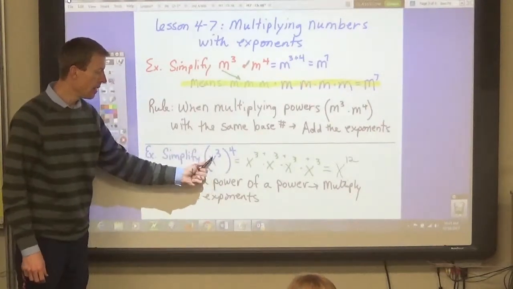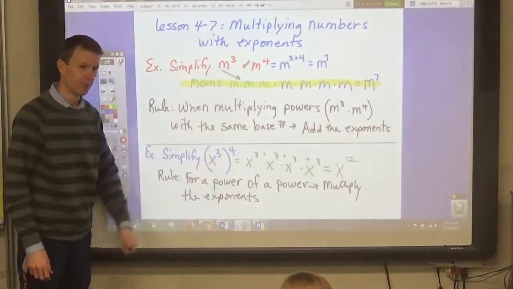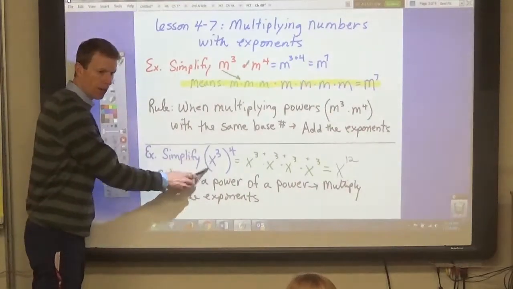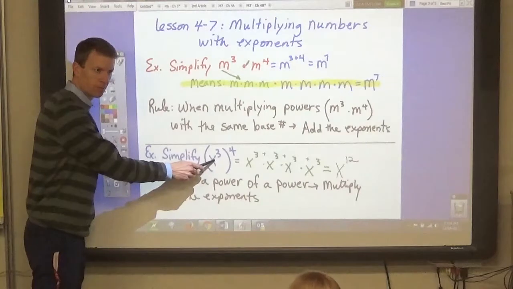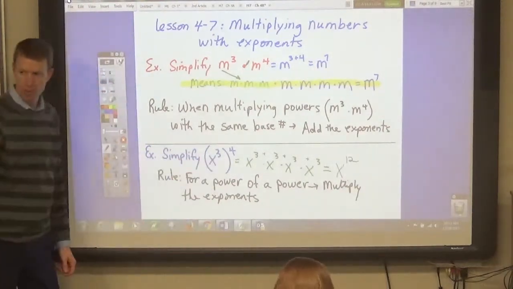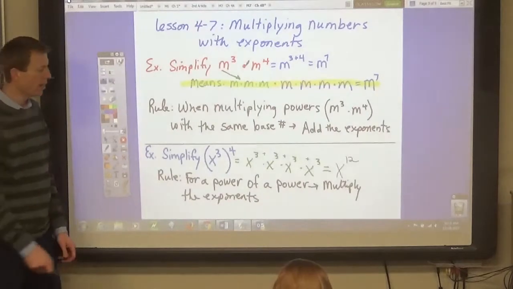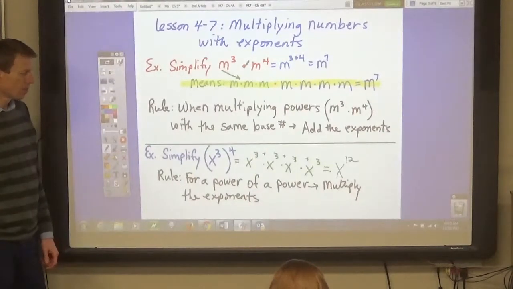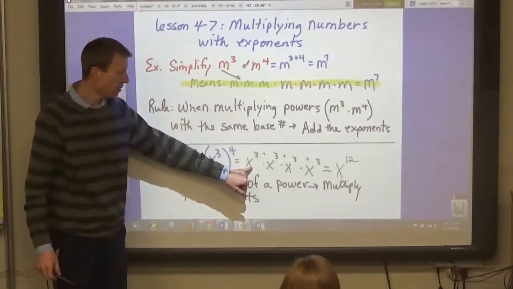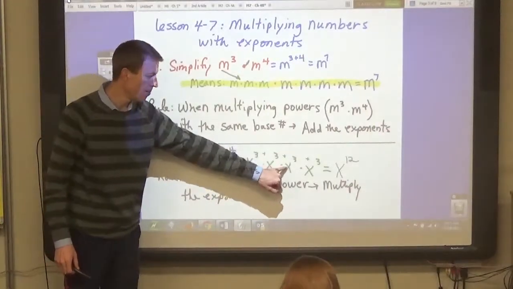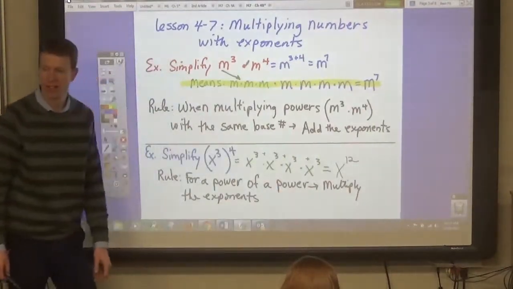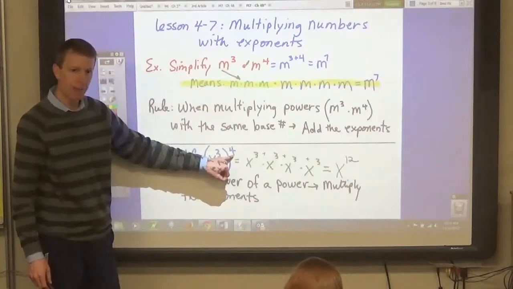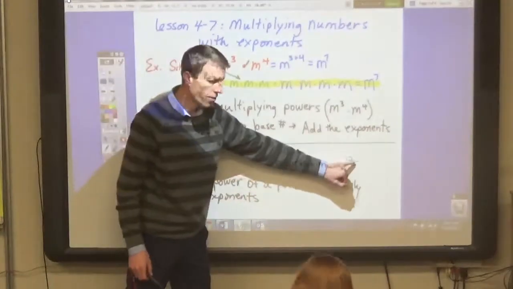Then, sometimes you will see a power of a power. A power of a power. And that means that you have the power of x to the third, then that taken to the fourth power. So now we have x to the third to the fourth power. Alright? So that means x to the third times x to the third times x to the third times x to the third. Or it means x to the 3 times 4, which is x to the 12th.